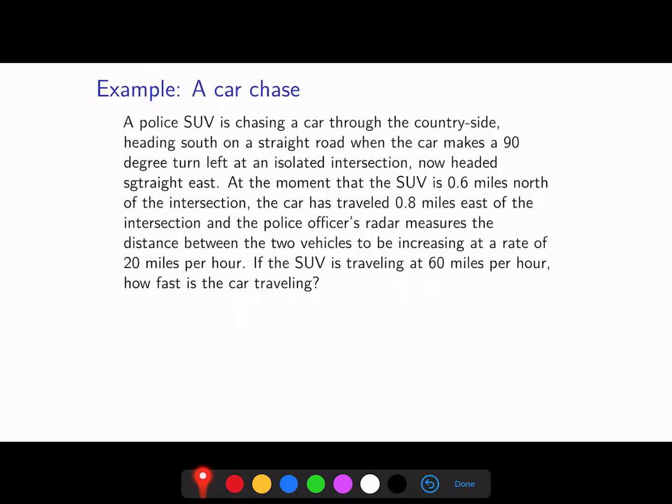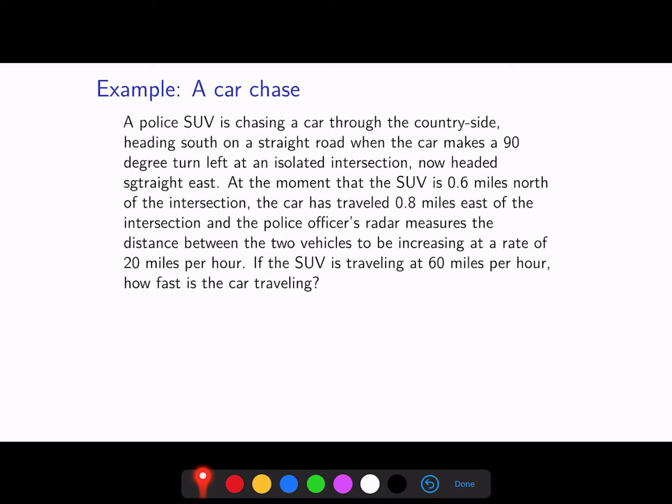A police SUV is chasing a car through the countryside heading south on a straight road when the car makes a 90-degree turn left at an isolated intersection, now headed straight east. At the moment that the SUV is 0.6 miles north of the intersection, the car has traveled 0.8 miles east of the intersection, and the police officer's radar measures the distance between the two vehicles to be increasing at a rate of 20 miles an hour. If the SUV is traveling at 60 miles an hour, how fast is the car traveling?